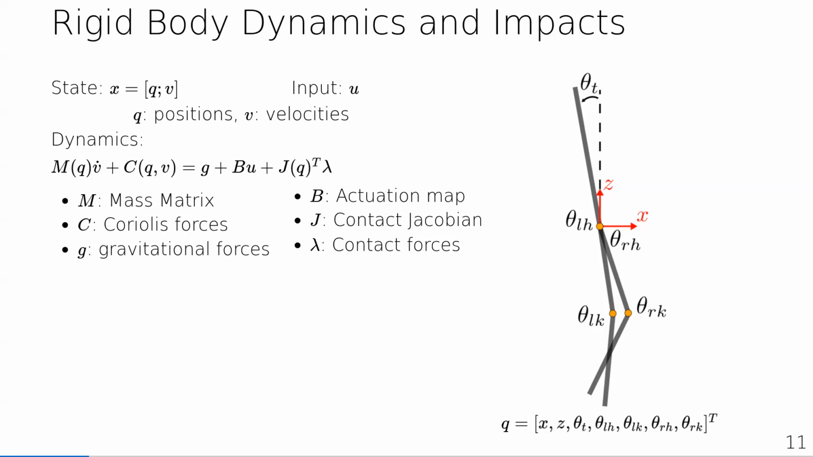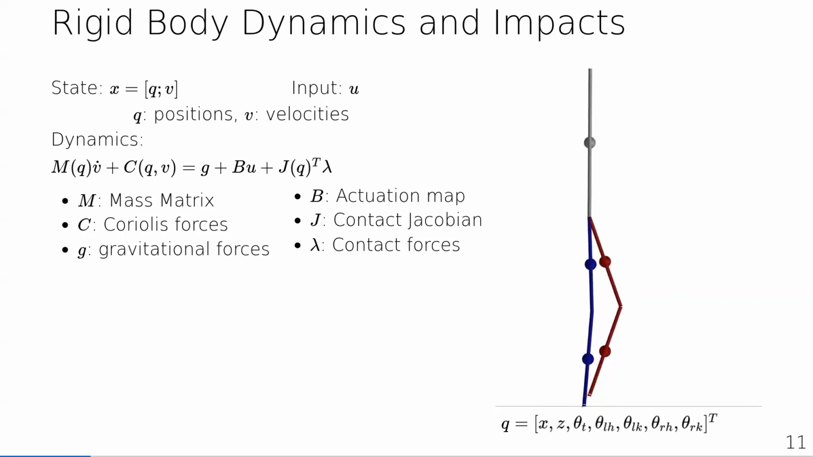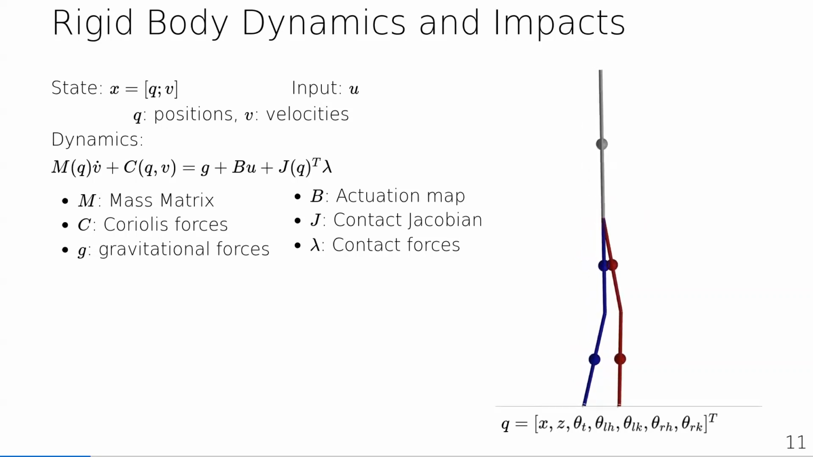Importantly, the contact Jacobian, which is J, maps the contact forces expressed in the world frame to generalized forces. This equation describes the dynamics for a given contact configuration, in this case, when the blue light is in contact, up until the contact mode changes. At impact, so when the red light touches the ground, the foot that was traveling towards the ground is brought quickly to a halt due to large impact forces.